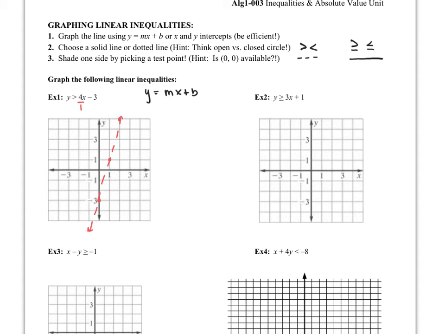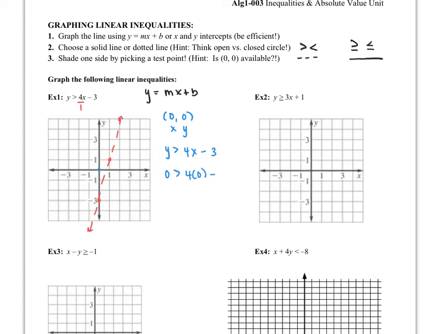My last step is to pick a test point. Now in this case, the origin is not on my line, so it's available to pick. And remember, the coordinates of the origin are 0, 0. So just like we did previously, I'm going to see if the origin is a solution to this inequality or not. Y is greater than 4x minus 3. And to do that, I'm going to replace both y and x with 0.